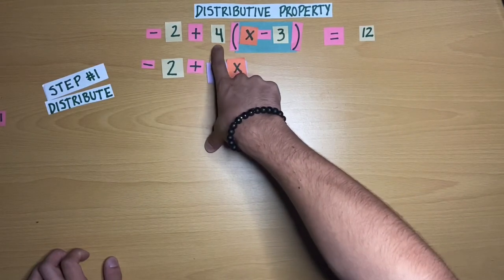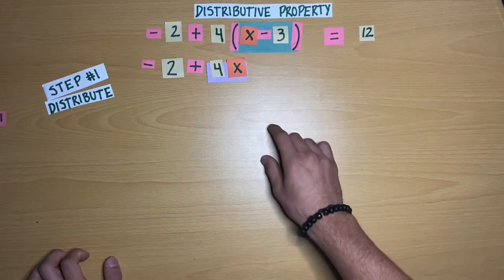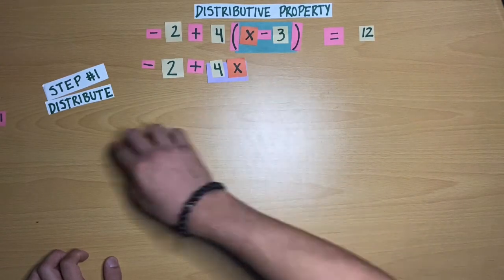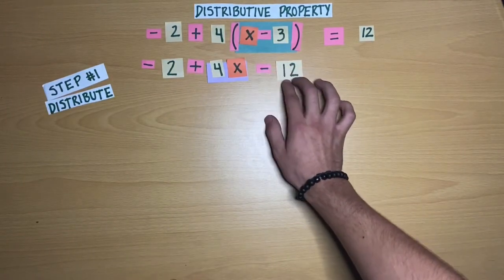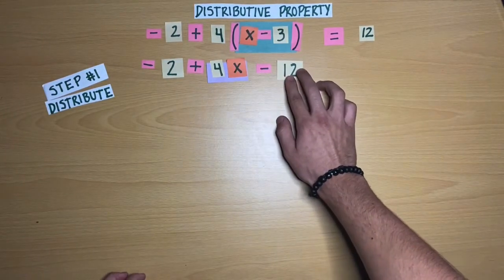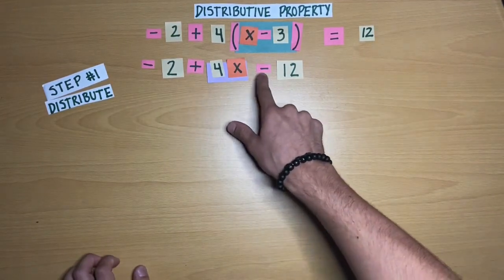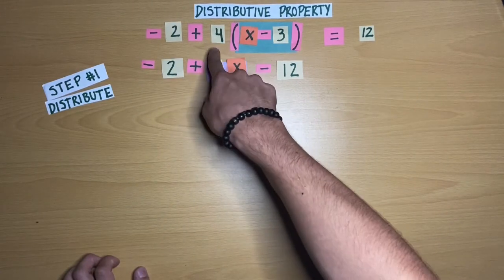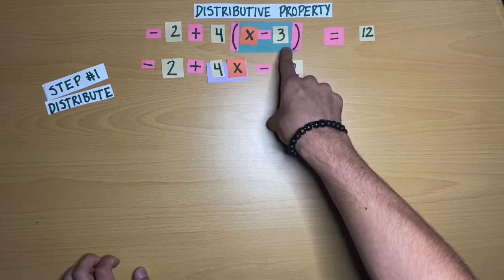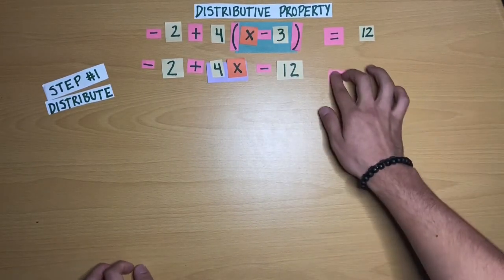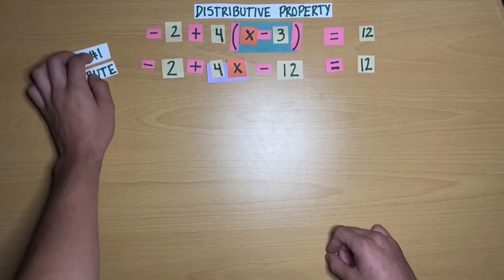Now we have +4 times -3. That means that this is now -12, or -12, however you want to look at it. But this is crucial, keeping these signs to correspond with these signs. +4x and then +4 times -3, which is -12. So on this side, nothing changed, so we'll just bring that down. So that was our first step.